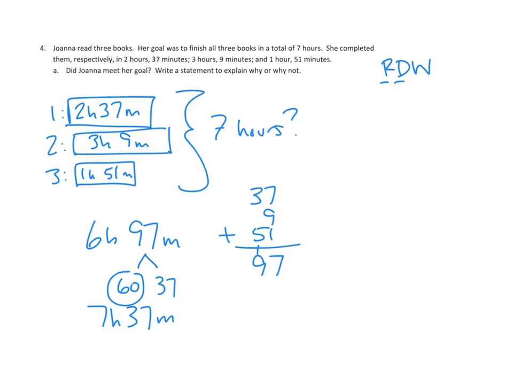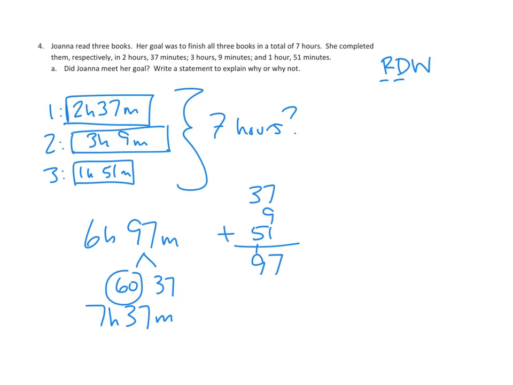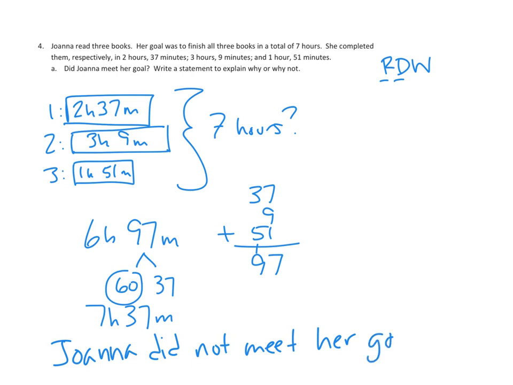I'm going to shrink this to give us a little bit more space. And I'm going to say, Joanna did not meet her goal. It took 7 hours, 37 minutes. Okay, that's our writing. Now there's another couple parts of this problem.